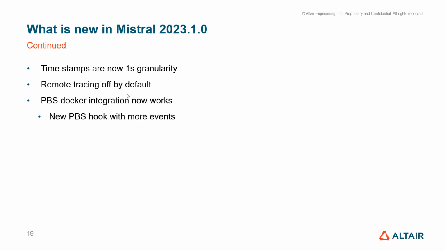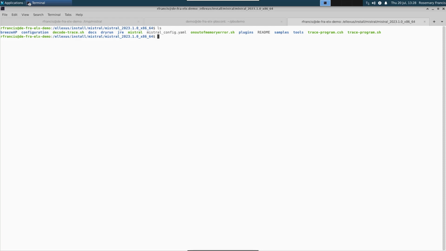Instead, you should rely on the hooks or other scheduler integration in order to ensure that your jobs are profiled correctly. We've also made improvements to the PBS Docker integration and supplied new PBS hook with more events to make that work. So make sure that you do upgrade the PBS hook. You should always upgrade the hooks and integration scripts from the samples when you upgrade Mistral anyway. So let's take a look at that in action.